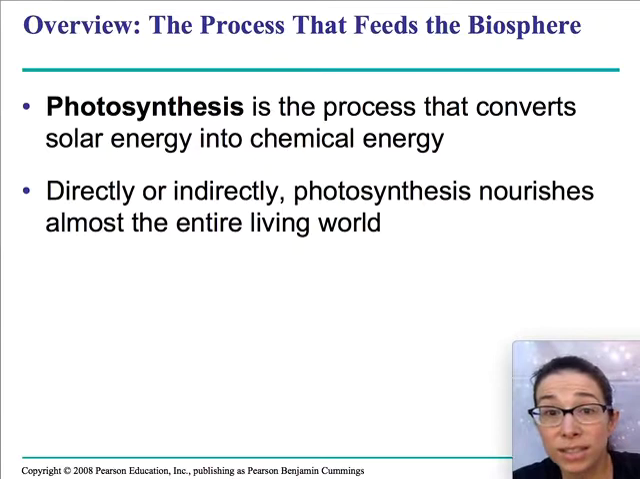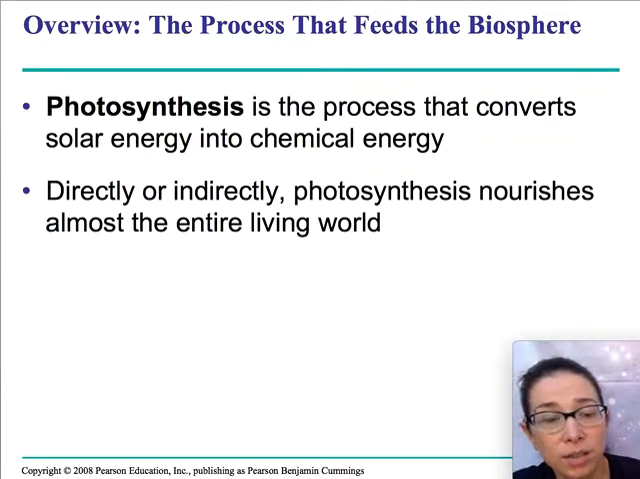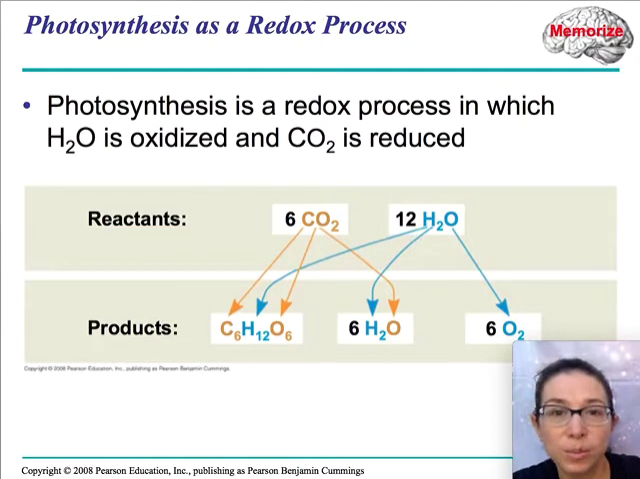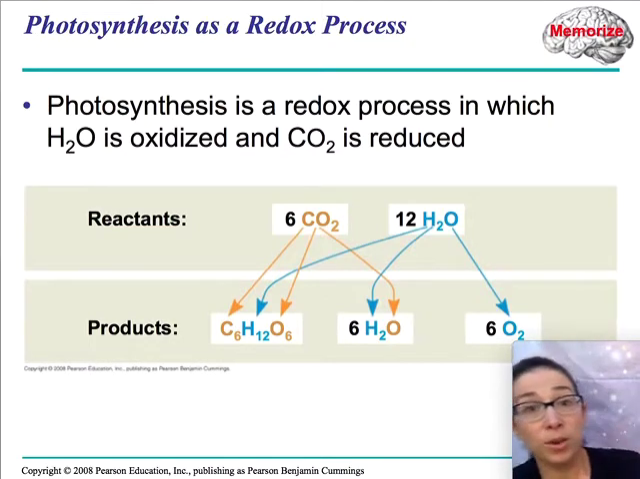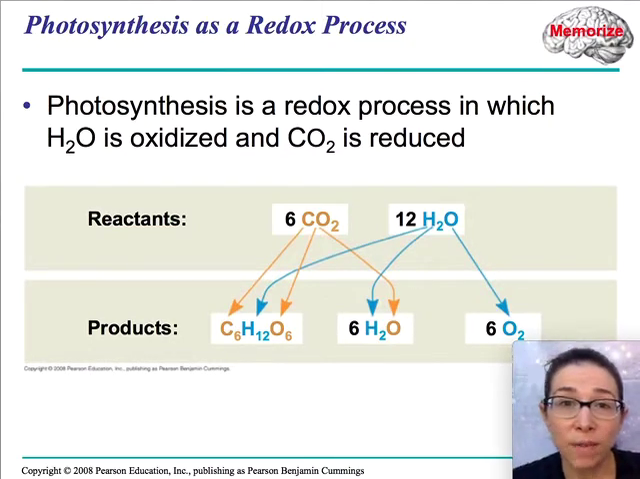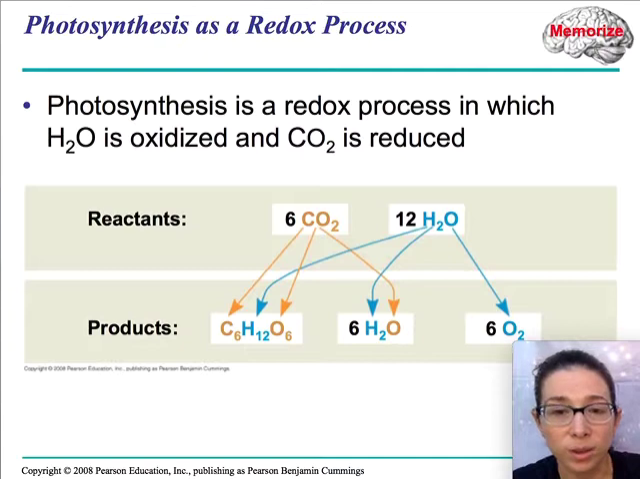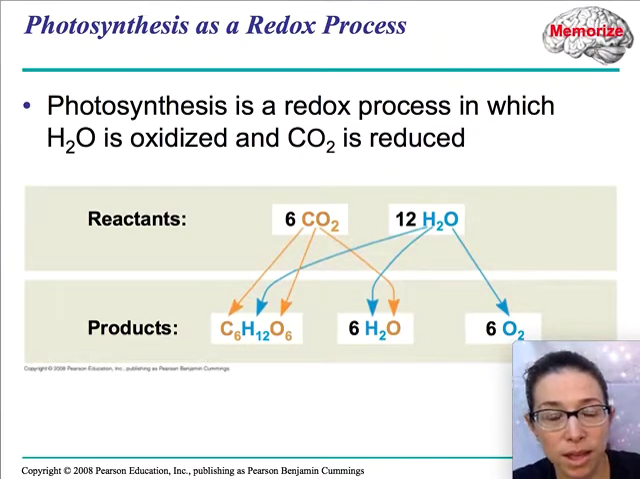Photosynthesis is the process that feeds the biosphere, right? So we're converting sunlight, that's the source of energy on Earth, into chemical energy that can be used by other organisms in the ecosystem. So directly or indirectly, photosynthesis nourishes almost the entire living world. The most important part is for you to understand why photosynthesis is so important. This is also the second most important element.